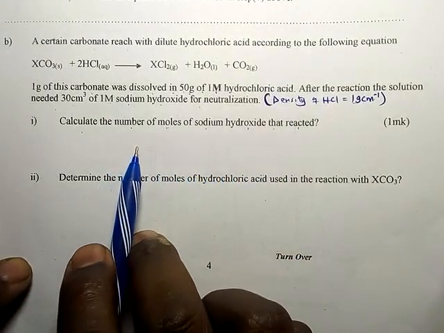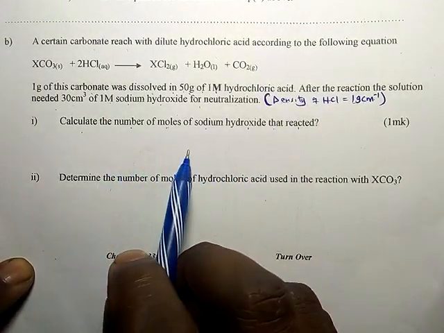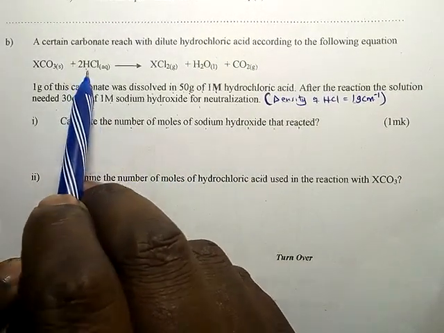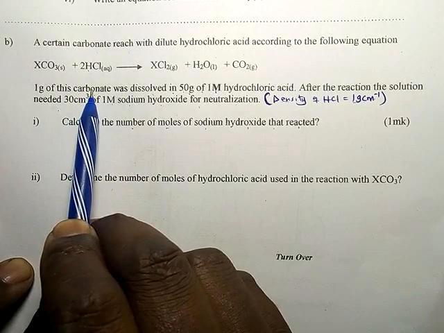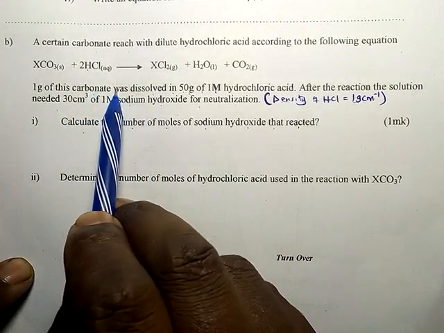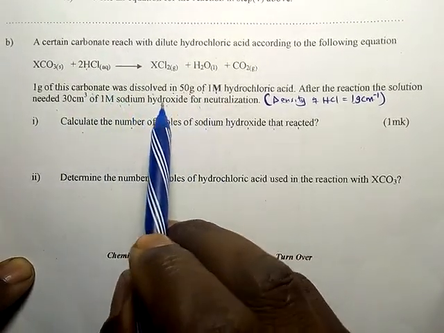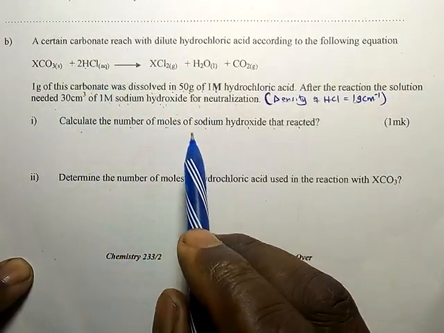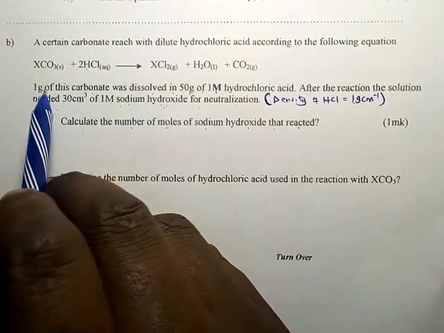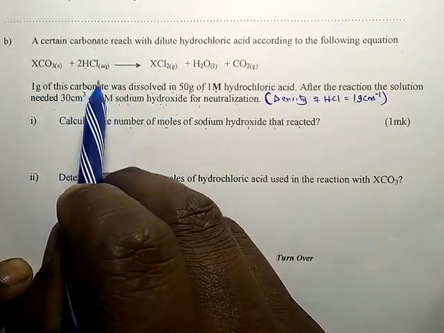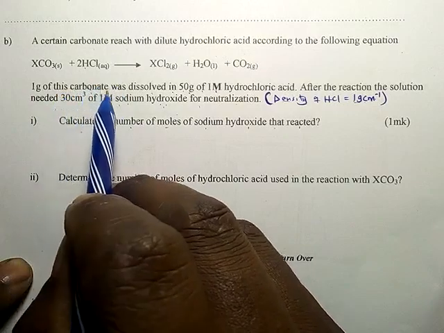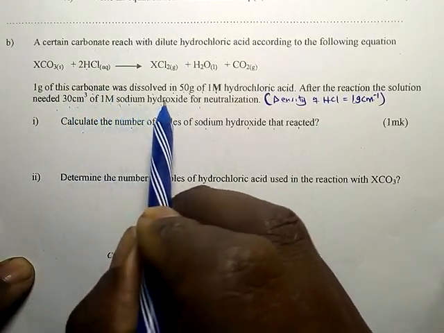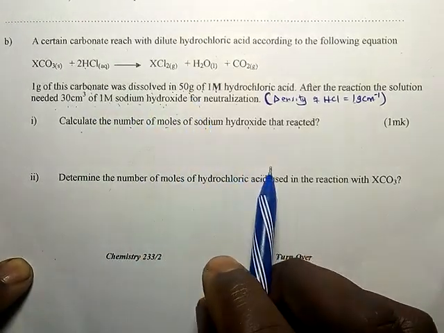But before we go there, it is important that you understand what kind of reaction this is. Now, this HCl is reacting with the carbonate first, and the remaining HCl is going to react with sodium hydroxide. It means that this acid was in excess. It is more. Therefore, it will react with 1 gram of the carbonate. After the reaction is over, the remaining HCl is going to react with 30 centimeters cube of 1 molar sodium hydroxide. It is important to understand that.